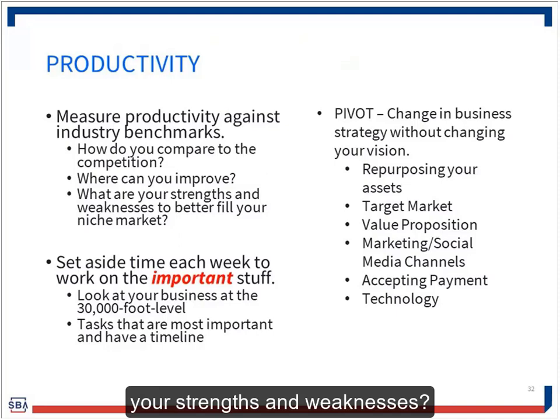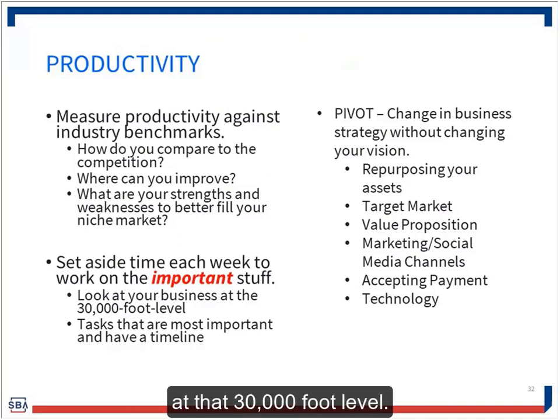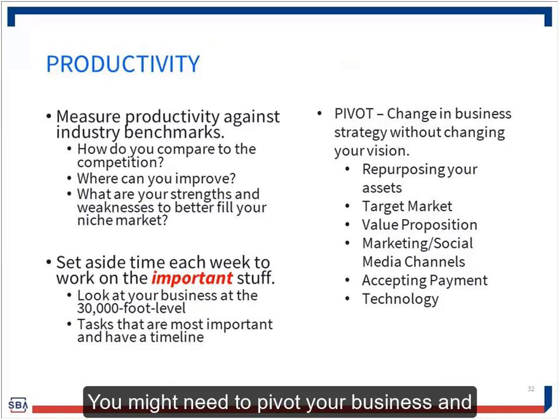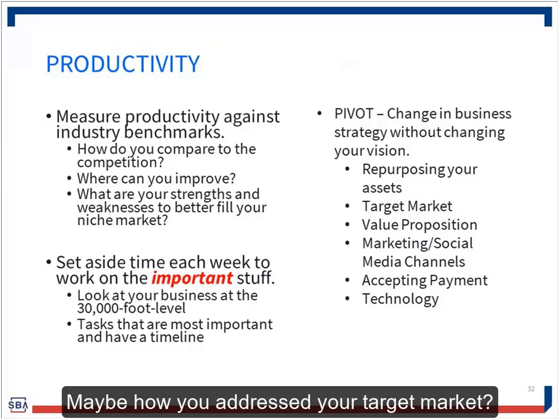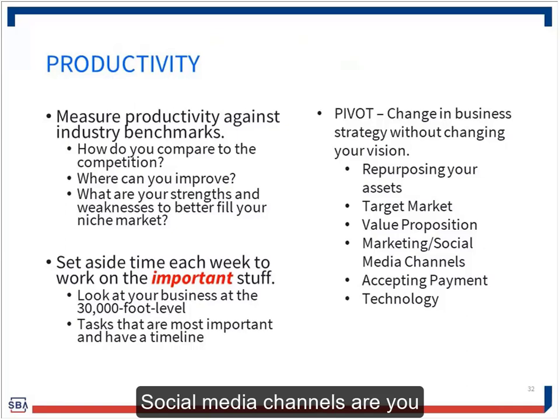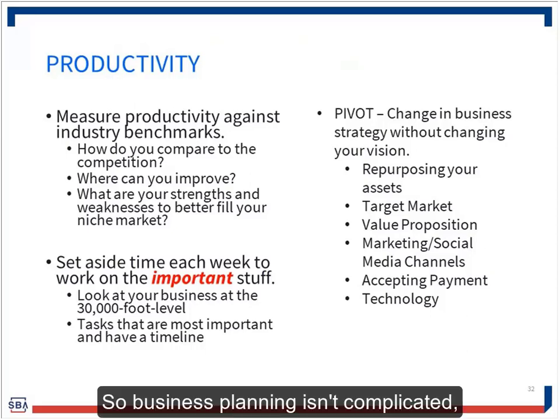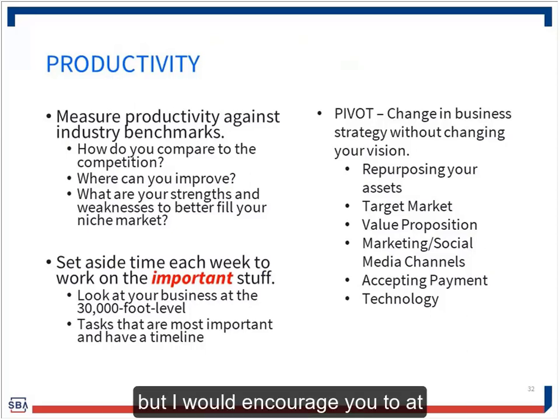Just a few points here on measuring your productivity markets. How do you compare to competition? Where can you improve? What are your strengths and weaknesses? Once a week, look at your business at that 30,000-foot level and work on those items that are most important and have a timeline. You might need to pivot your business, and that's without changing your vision. So you might need to repurpose assets. Maybe how you address your target market, social media channels, how you accept payment or technology.